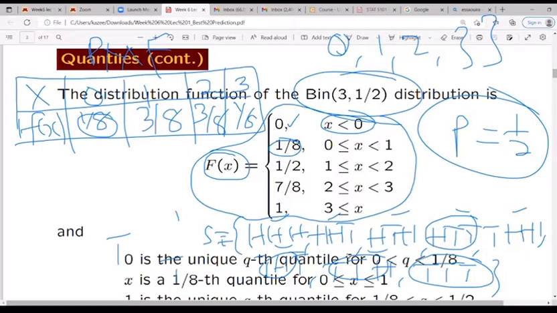And between 1 and 2, more or less when X is greater or equal to 1, you have 1/2. And how do you get 1/2? If you add, we're going to be cumulating.